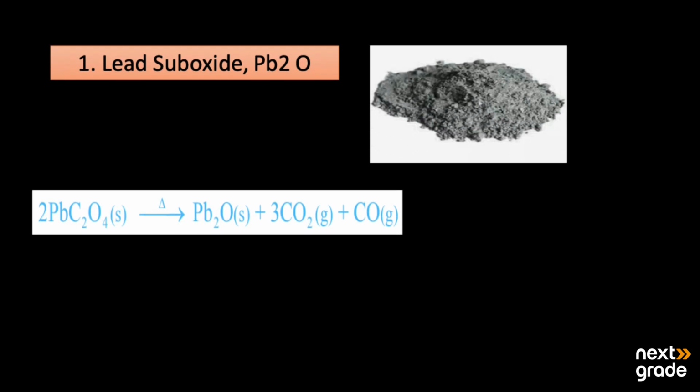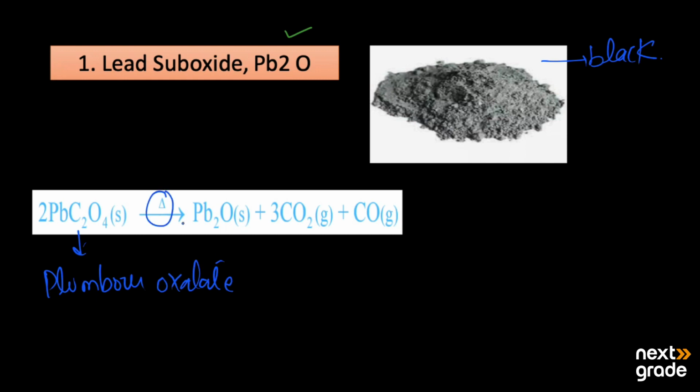The first one we have is lead suboxide. Its formula is Pb2O, in which two atoms of lead and one atom of oxygen are attached. Basically, lead suboxide is a black powder. How can it be obtained? It can be obtained by heating plumbous oxalate. When it is heated, three products are formed: the first is lead suboxide, the second is carbon dioxide, and the third is carbon monoxide.